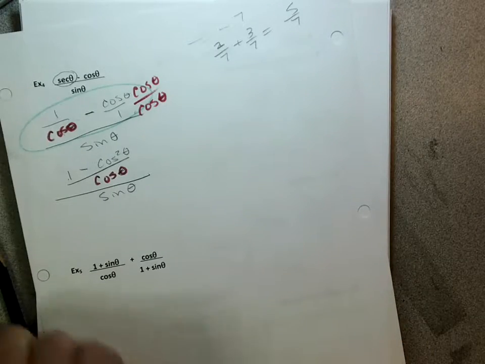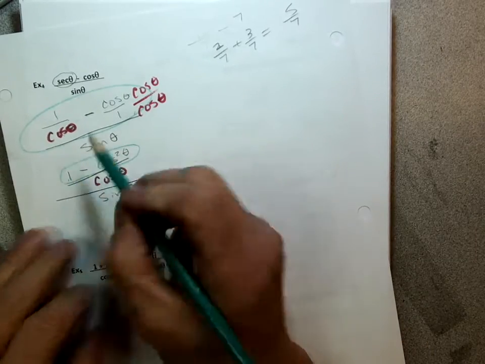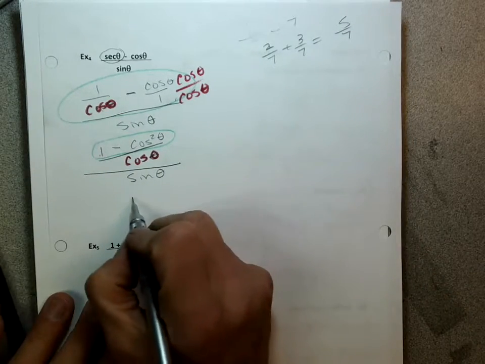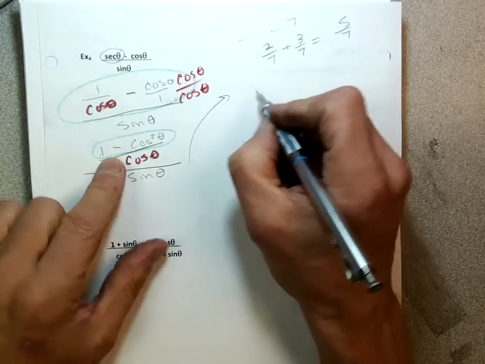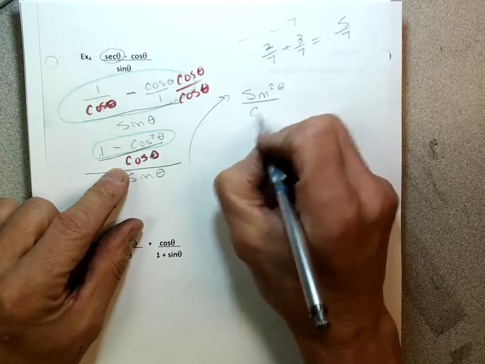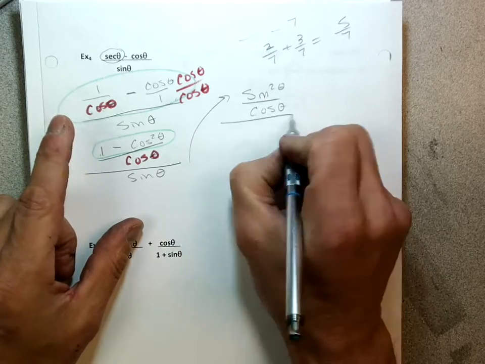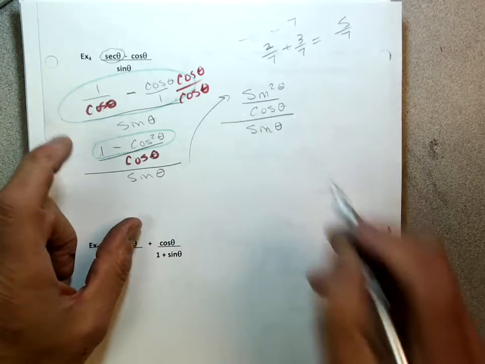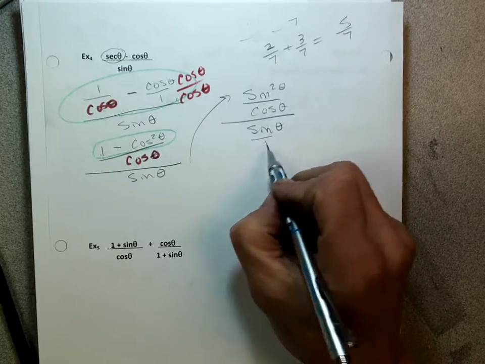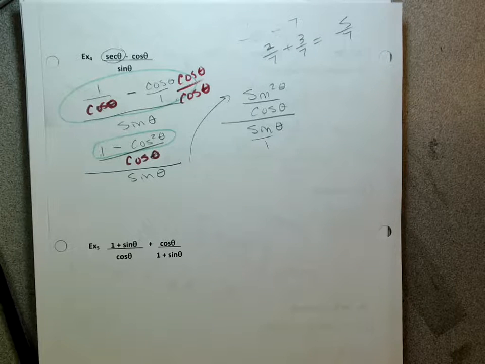So let's rewrite 1 minus cosine squared as a sine squared. So I'll have a sine squared theta over a cosine theta, all over a sine theta. Now, let's go back to 6th grade math. If you have a fraction divided by a fraction, what do you do? You invert and multiply. Remember that?